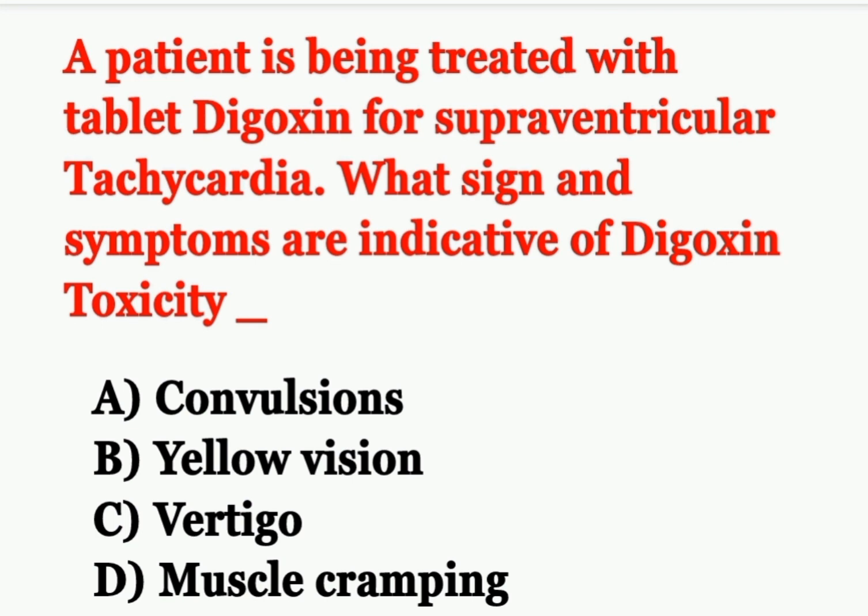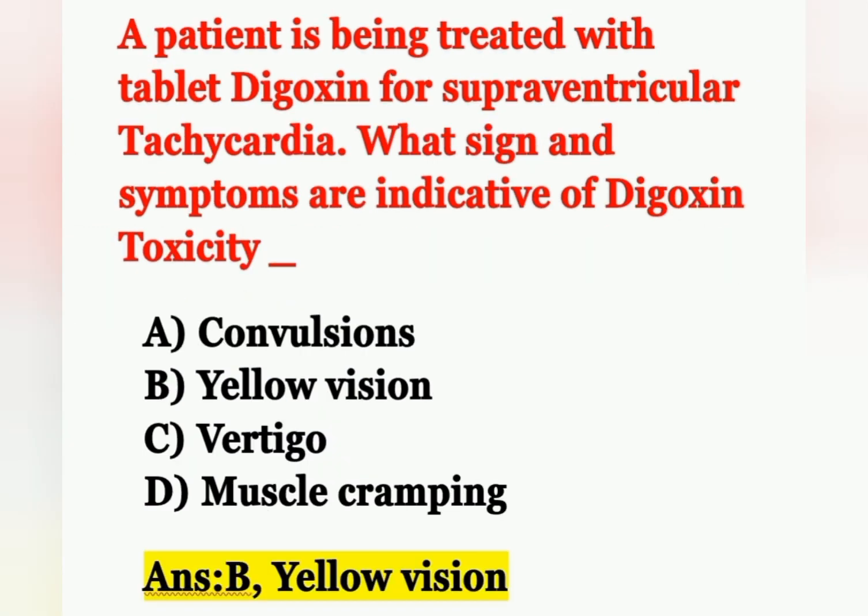First question, a patient is being treated with tablet digoxin for supraventricular tachycardia. What signs and symptoms are indicative of digoxin toxicity? Options: option A convulsions, option B yellow vision, option C vertigo, option D muscle cramp. Here the question is, what is the sign of digoxin toxicity for this patient? So the correct answer is option B, yellow vision.